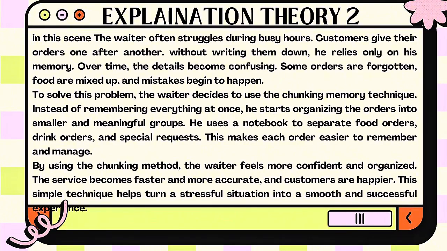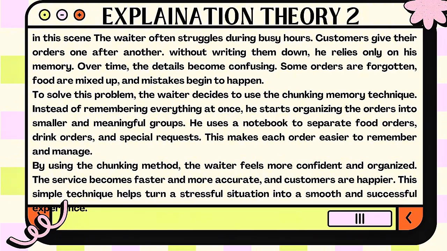In this scene, the waiter often struggles during busy hours. Customers give their orders one after another. Without writing them down, he relies only on his memory. Over time, the details become confusing. Some orders are forgotten, food is mixed up, and mistakes begin to happen.